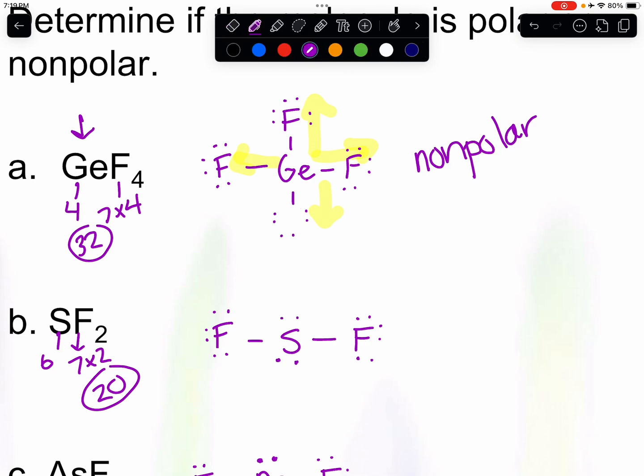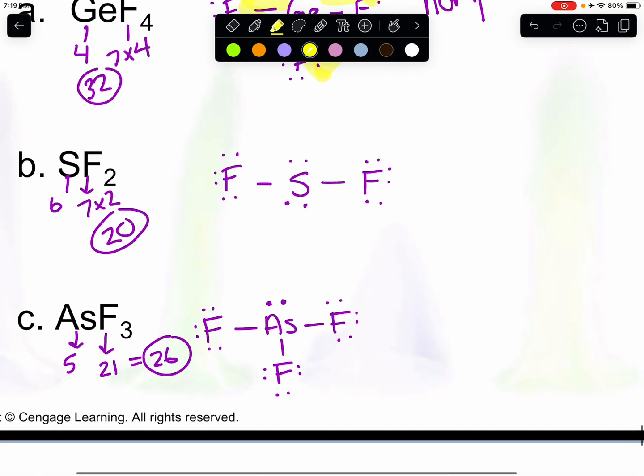Now, let me give you another example scenario. Let's pretend that this was a Cl. That would make this molecule polar because it would be pulling differently in one direction than it would in the others. So it has to be the exact same atom pulling on all the sides for it to be nonpolar. Okay? Sometimes that's a pretty common question, so I always like to tell people ahead of time. So because this is all fluorines pulling on the center atom, that is a nonpolar molecule.